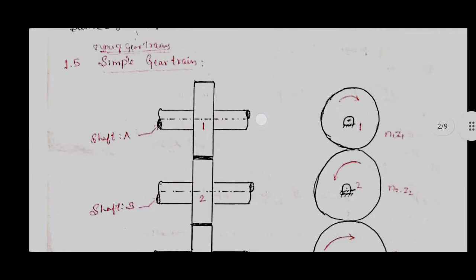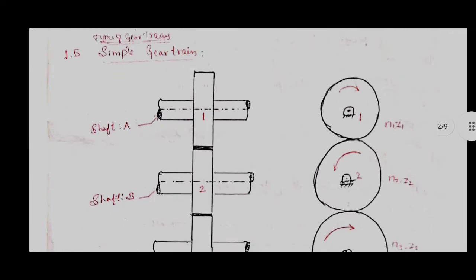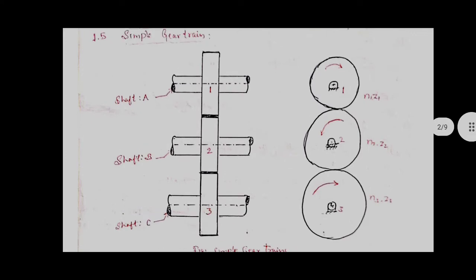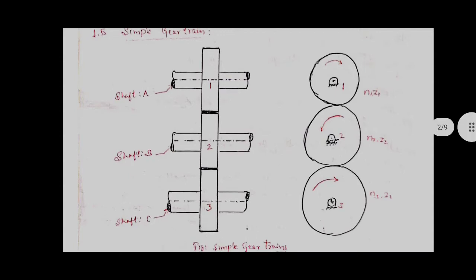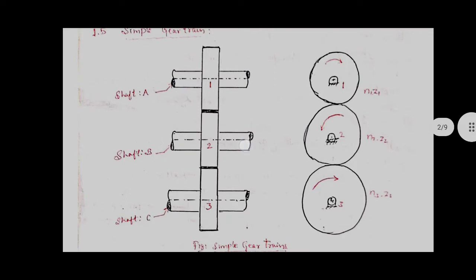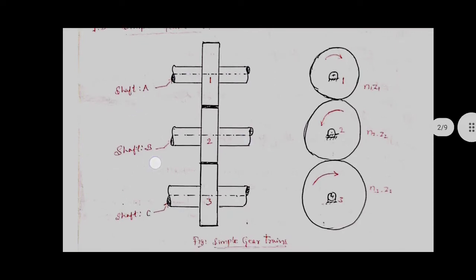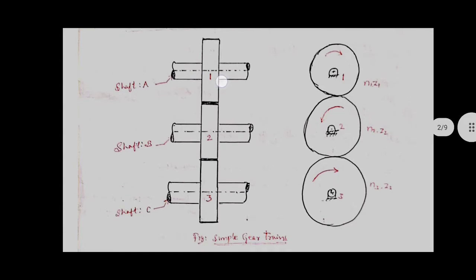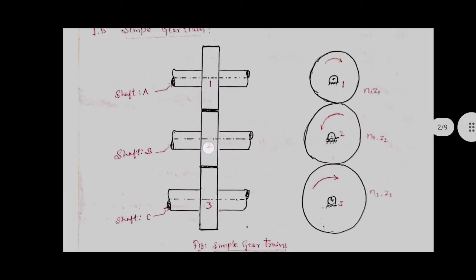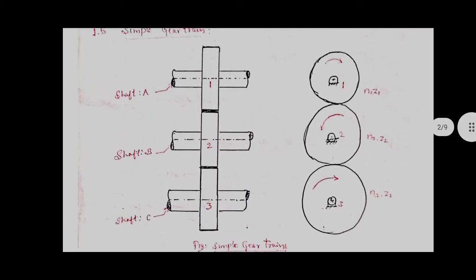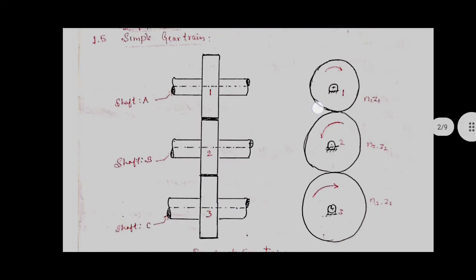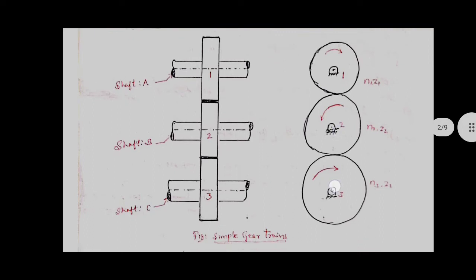Simple gear trains, which we have discussed in the classroom. This is the diagram of the simple gear train. If they ask in the exams, you have to draw these two diagrams. In a simple gear train, we have a single gear on each shaft. You can see shaft A, shaft B, and shaft C. Shaft A has gear 1, shaft B has gear 2, and shaft C has gear 3. Each shaft has a single gear meshing with the others: gear 1 meshes with gear 2, and gear 2 meshes with gear 3.